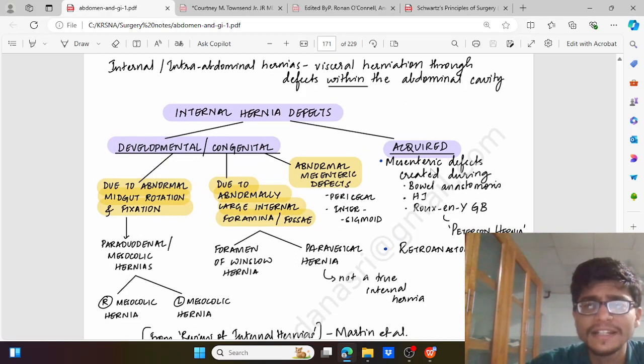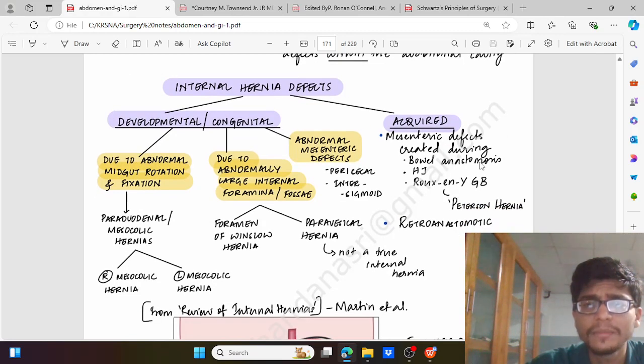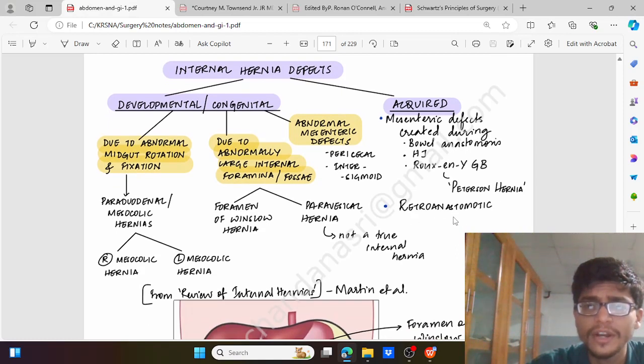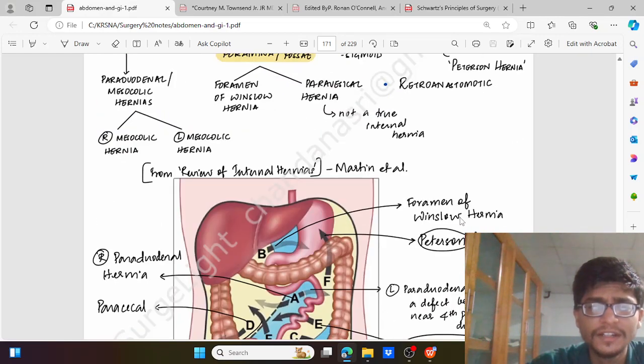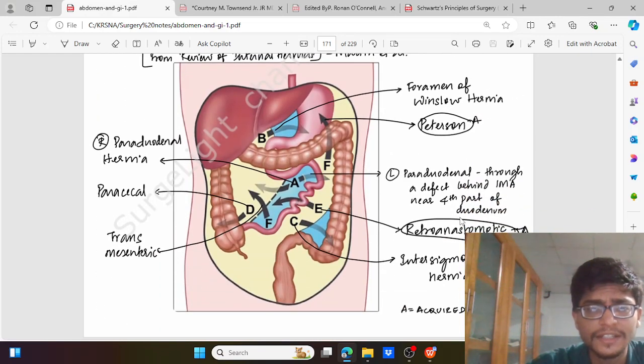Then we have acquired, that is mesenteric defect created during bowel anastomosis, hepaticojejunostomy or Roux-en-Y gastric bypass, which is Peterson's hernia or retroanastomotic hernia. So these are some of the internal hernias, and we can see the various hernias in the diagram.